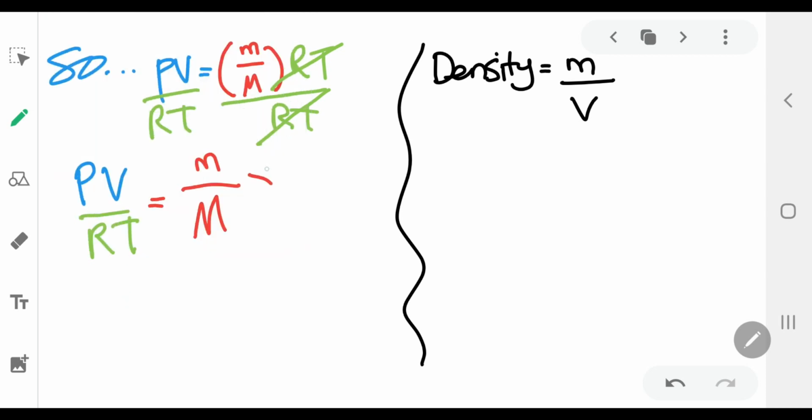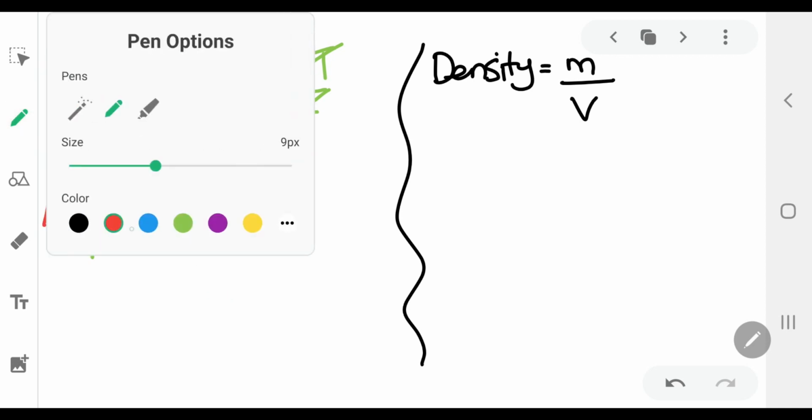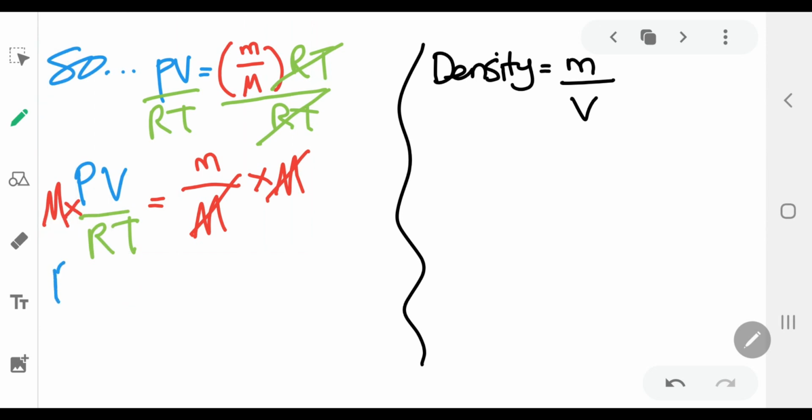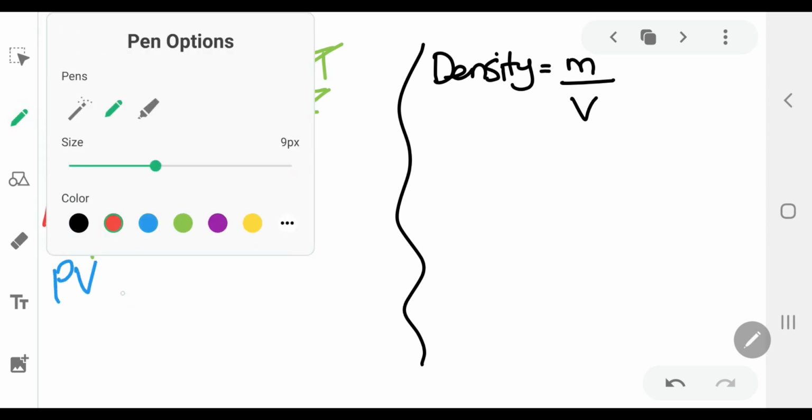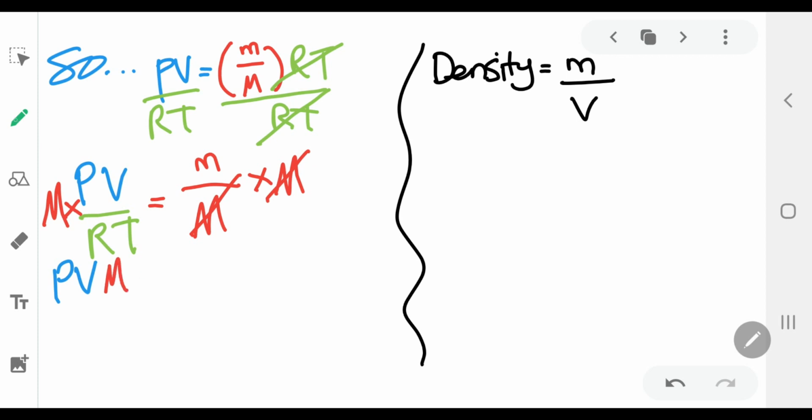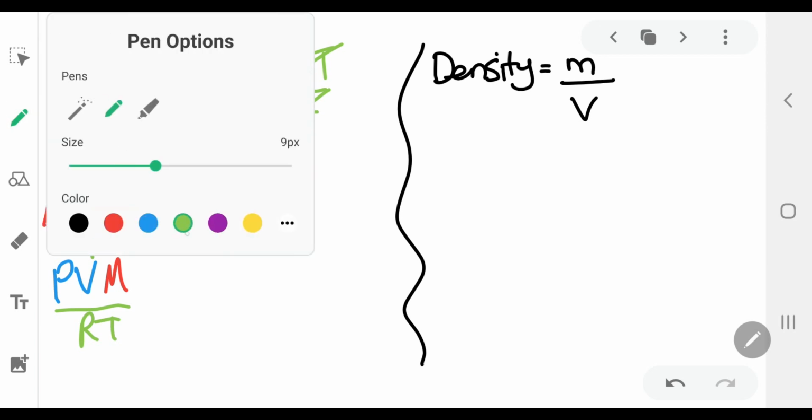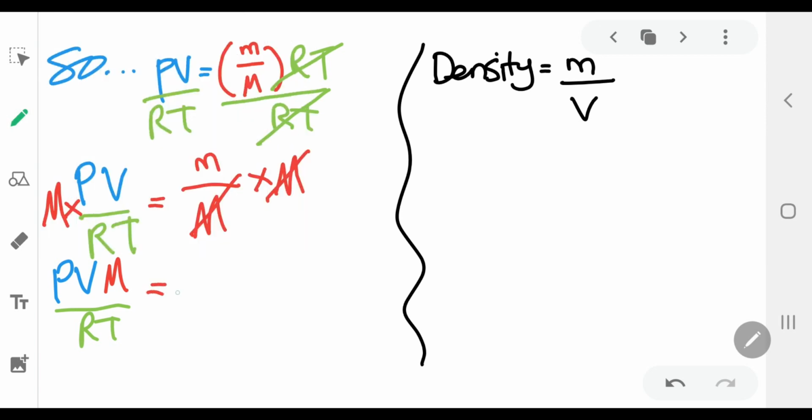First, we're going to take that m to the other side by multiplying m on both sides, so you can cancel that out, and what you get here is something like this: PV equals m over RT, leaving you with mass on the right hand side of the equation.